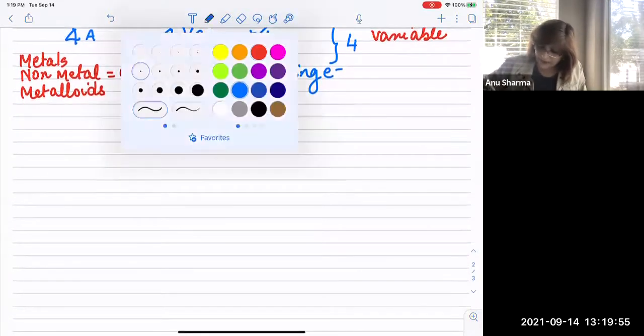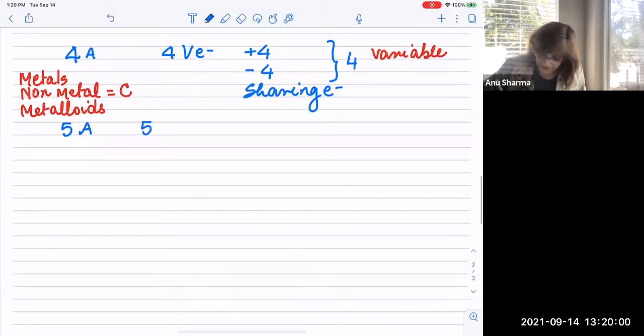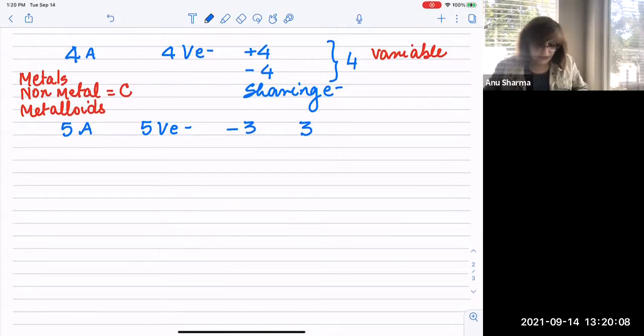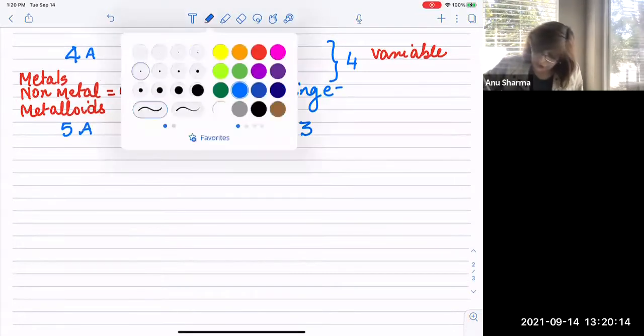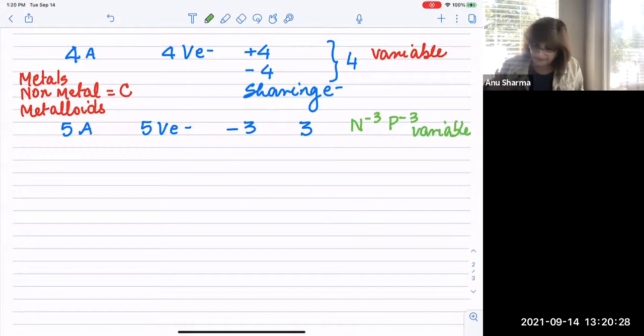Next comes 5A. 5A has 5 valence electrons, but it will form a -3 charge and 3 bonds. Which ones are they? For the 5A, we have nitrogen and phosphorus. Nitrogen -3 charge, phosphorus -3 charge, and the rest is variable charges, because on this side again there are metalloids and the metals also. Post-transition elements, remember.